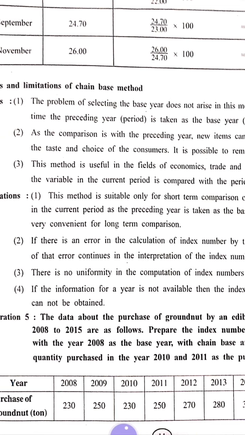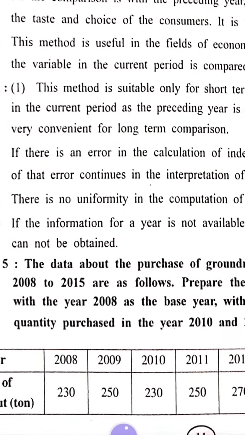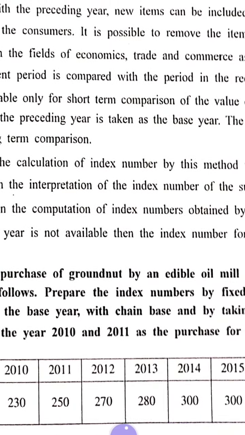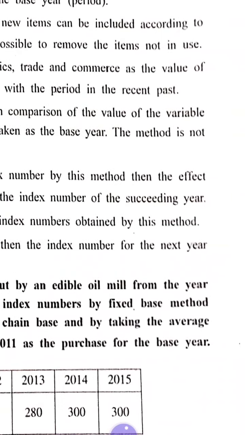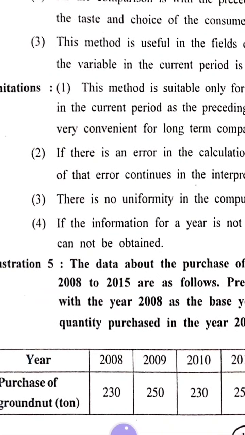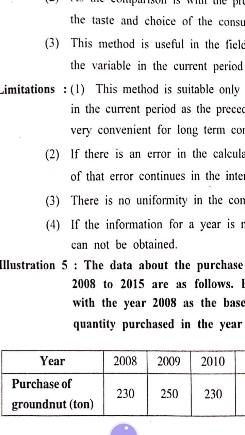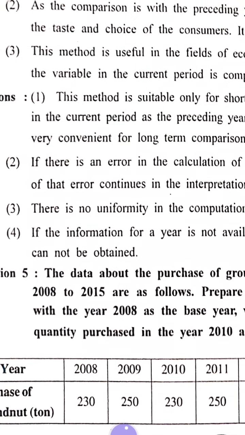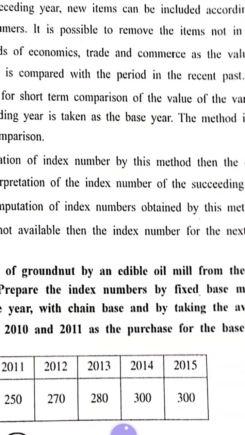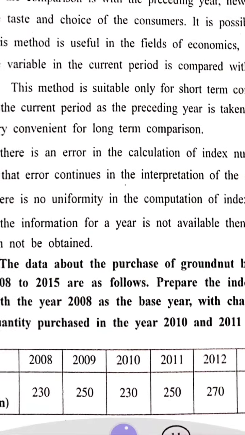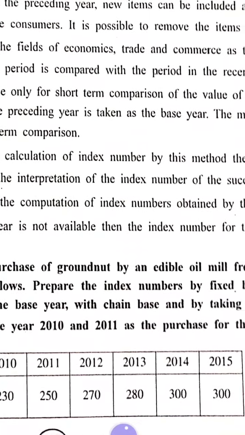Because we'll look at the sum, what they're given, and you know how to calculate. So what they're given, we'll look at the fifth sum. The data about the purchase of groundnut by an edible oil mill from the year 2008 to 2015 is given. If you look at the table over here, the years are given from 2008 to 2015, that's 2008, 2009, 10, 11, 12, 13, 14 and 15.